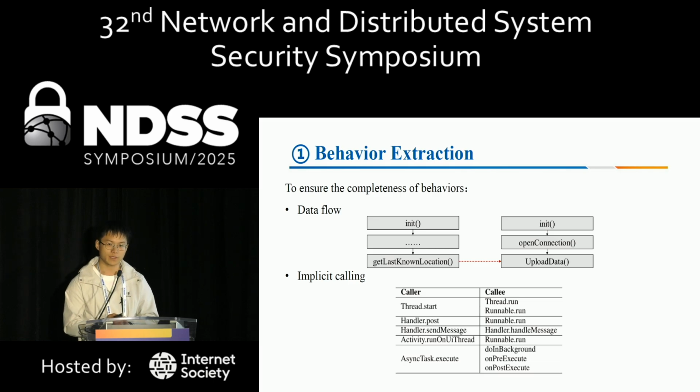To ensure the completeness of the behaviors, we first use data flow analysis to associate related operations. For example, consider the two separate call graphs below. If there is data flow between the API getLastKnownLocation and the upload data, we'll link these two APIs into a single call sequence because they represent the same behavior. Additionally, we summarize common implicit calls associated with the UI elements to further extend the call sequence.